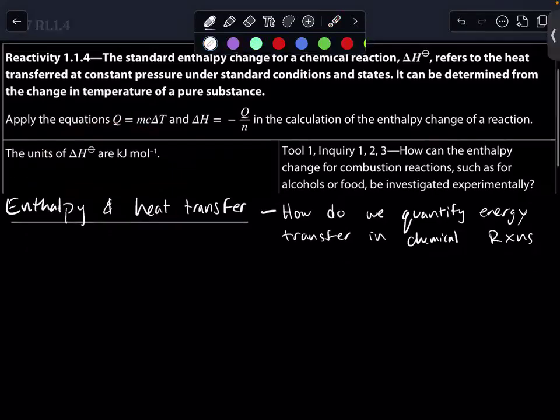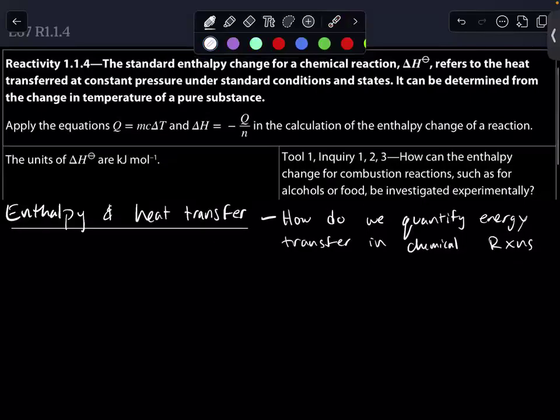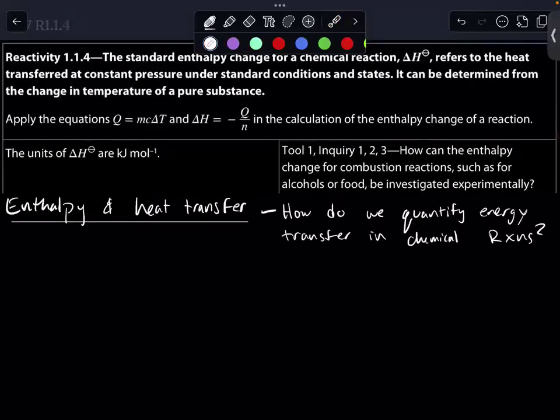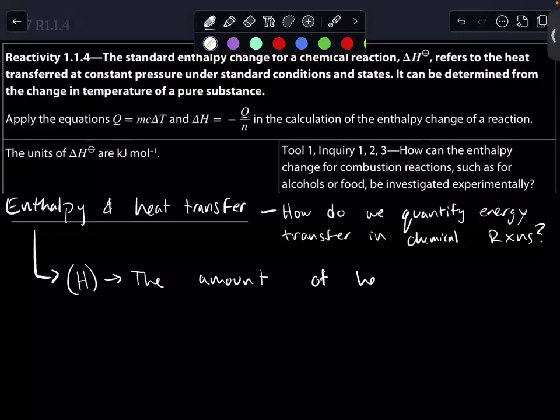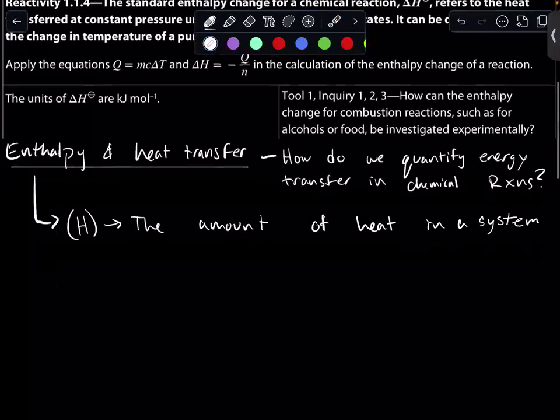So in this section, we're talking about enthalpy and heat transfer, and we're going to be answering the question, how do we quantify energy transfer in chemical reactions? The answer is, of course, enthalpy. Enthalpy is referred to as H, that is the symbol of enthalpy, and that is the amount of heat in a system, which is objectively incredibly difficult to measure.